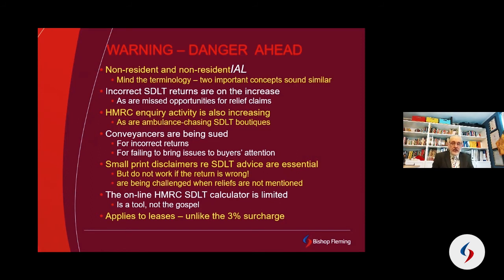And lastly, don't forget, this additional 2% surcharge, unlike the 3% surcharge, applies to leases too, residential leases.